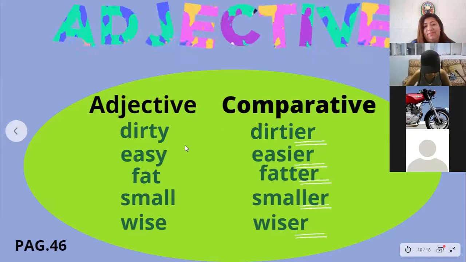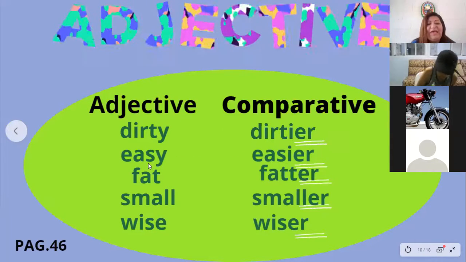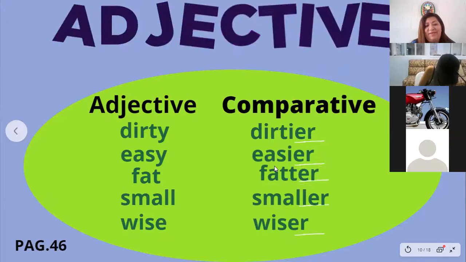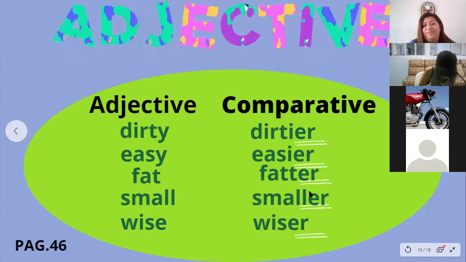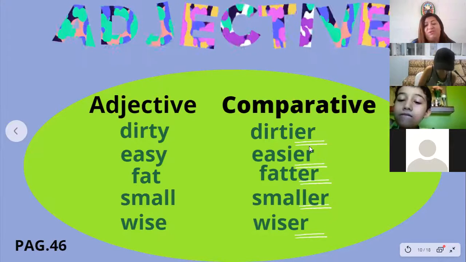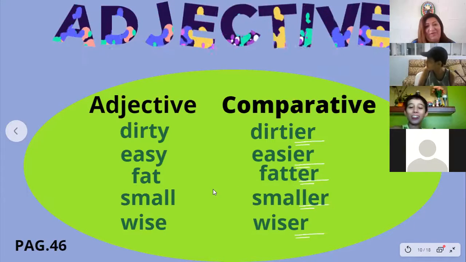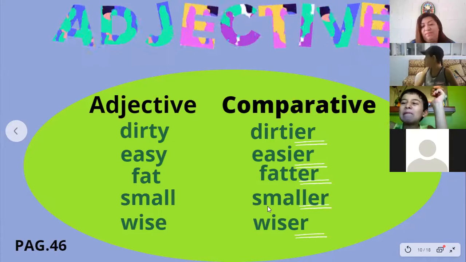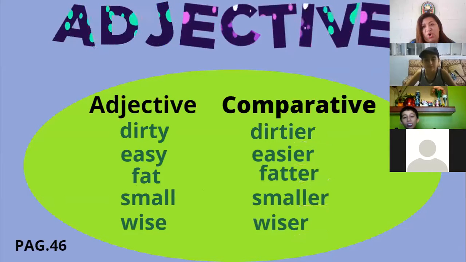Dirty, dirtier. Good. Easy, easier. Fat, fatter. Very good. If you already finished adding ER to your adjectives, repeat with me for a nice pronunciation. Okay, let's practice. Small, smaller. Wise, wiser.